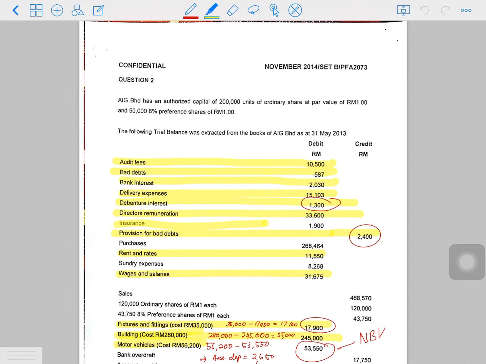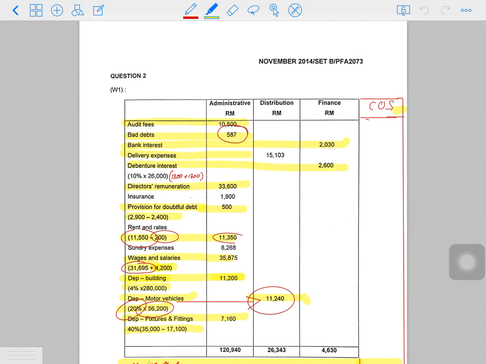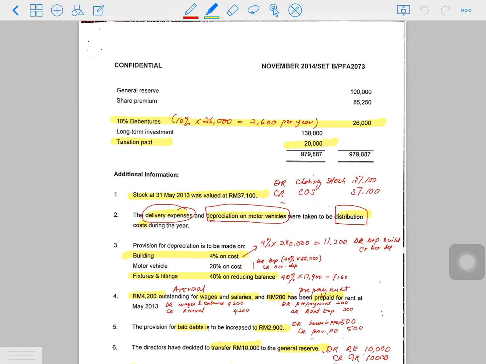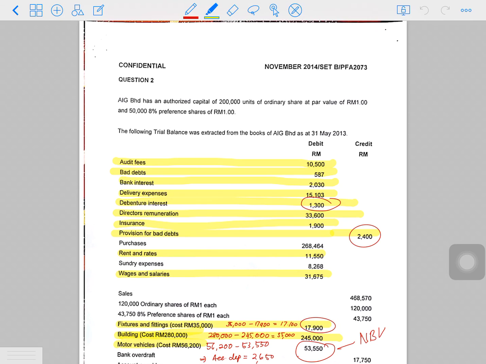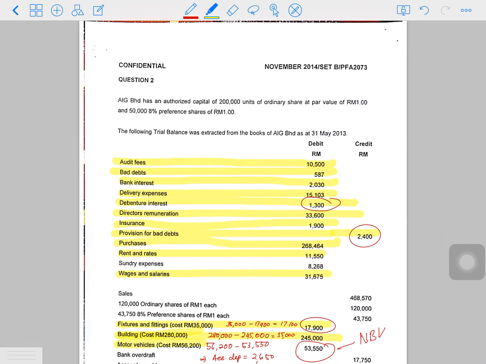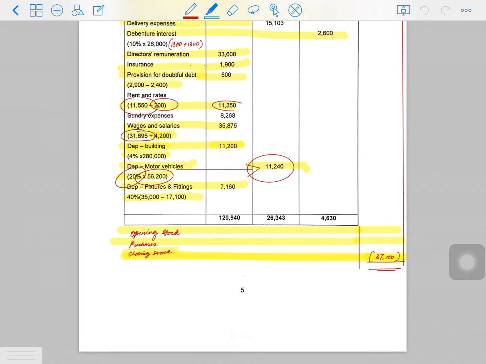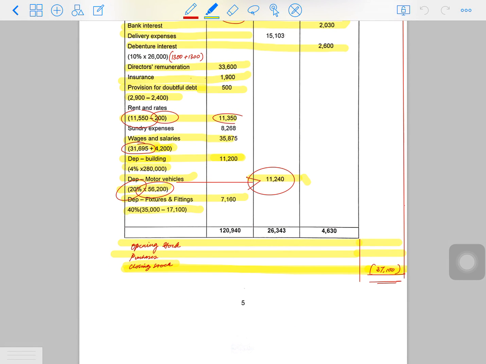Next kita ada insurance. Insurance 1,009. Also administrative expense 1,009. Next kita ada purchases. Purchases akan masuk ke mana? Dalam cost of sales. So you have another purchases here, which is 268,464. So you buat kat sini lah. Opening stock purchases ni. You masuk dalam purchases.